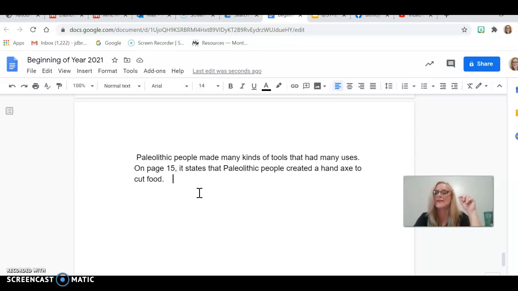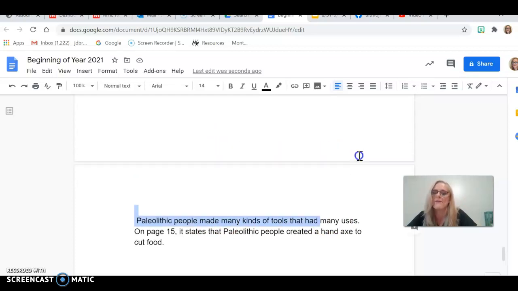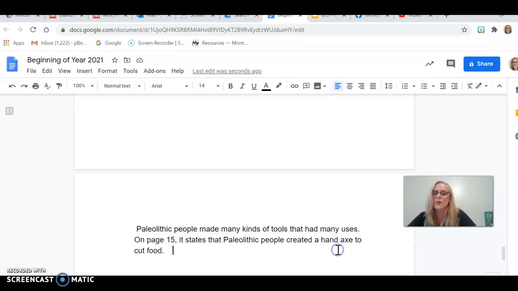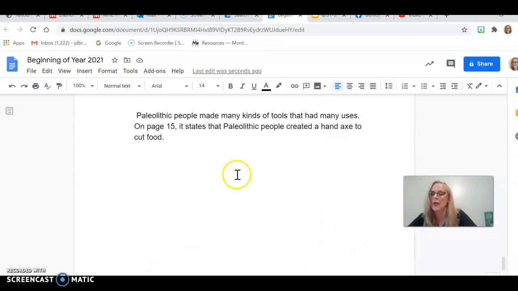No. We have to have multiple pieces of textual evidence. Remember, minimum 2. Also, we stated many kinds of tools that had many uses, and at this point we have only listed one tool with one use. So we need to go to page 16 and finish our evidence. Did you find it? It's super easy. I don't want to use direct quotes. Again, remember, we're summarizing, so let's use our own words.